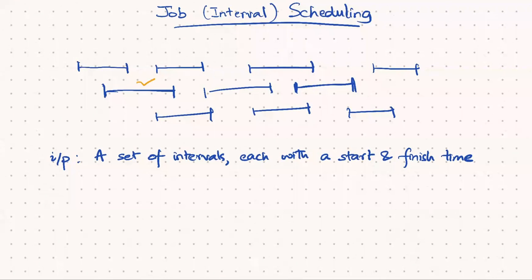Another possible choice is these 3 intervals. These 3 intervals are a set of non-overlapping intervals, or maybe these 3 intervals. These are also sets of non-overlapping intervals. So there are many possible sets of non-overlapping intervals. And so the output that we'd like to return is a subset.